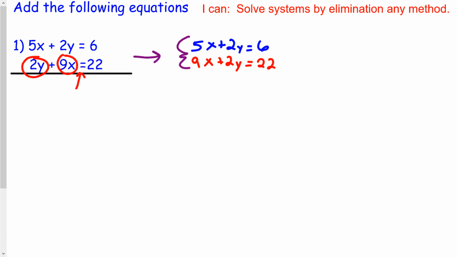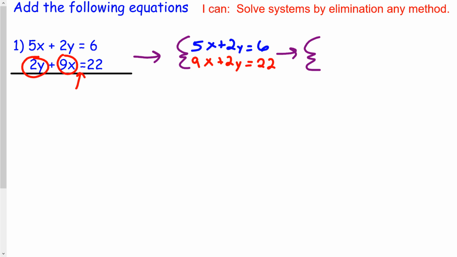You'll also note that when I add these, they don't cancel out. 5x plus 9x is 14x. 2y plus 2y is 4y. So this does not eliminate. So we need to multiply. It's still part of step 2. So let's go ahead and write my new system.